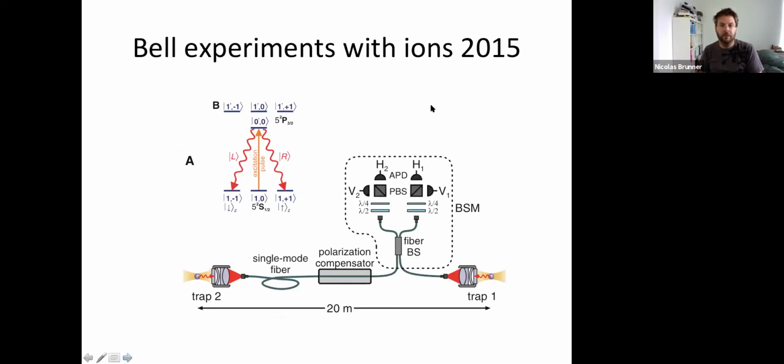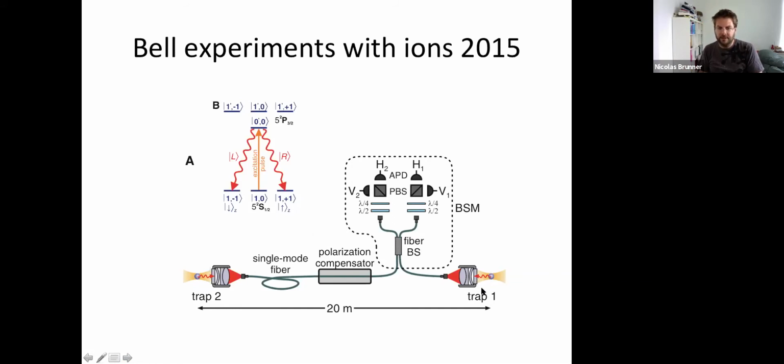So here is something more recent, so-called Bell experiments that can be done with ions. So here is the idea of the experiment. Here we have two ions that are here, right? You see the ions, and these are trapped.